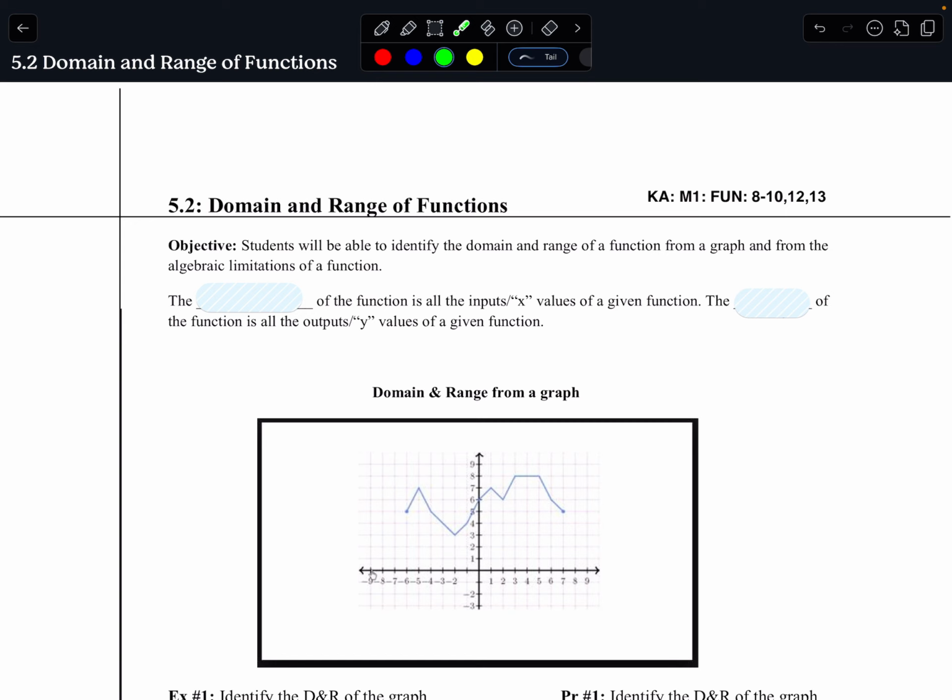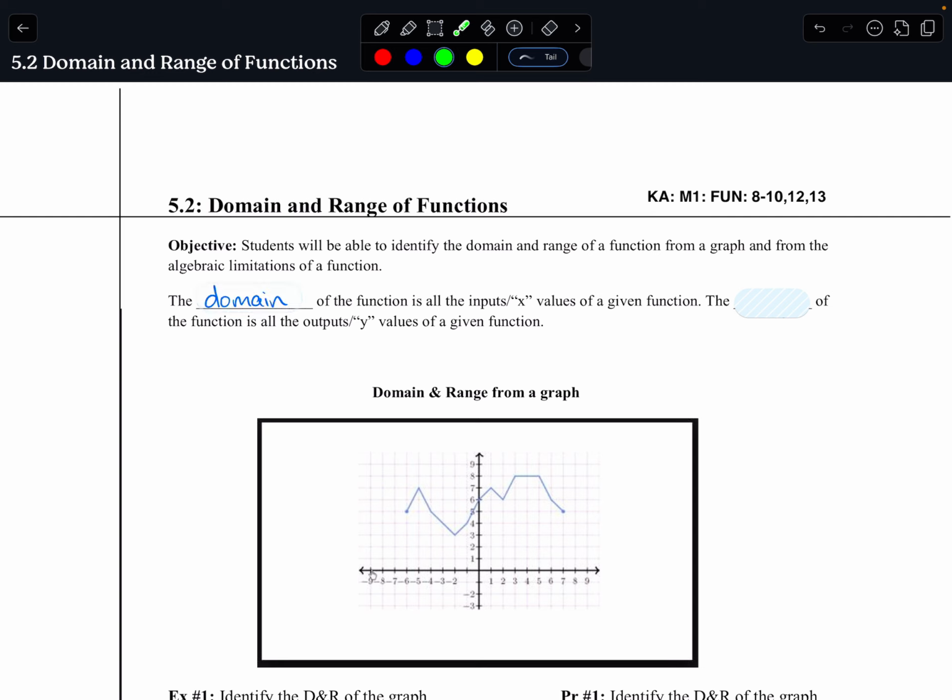This is lesson 5.2, Domain and Range of Functions. In Khan Academy, for the Math 1 class, we are in Unit 8, which is titled Functions. And after this lesson, you should be able to complete skills 8, 9, 10, 12, and 13 in Khan Academy. All right, our objective is that you'll be able to identify the domain and range of a function from a graph and from algebraic limitations of a function. So let's get right into it.